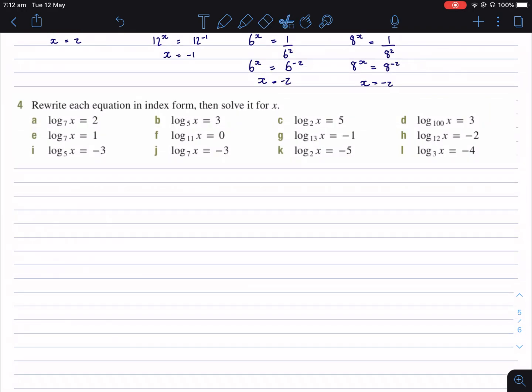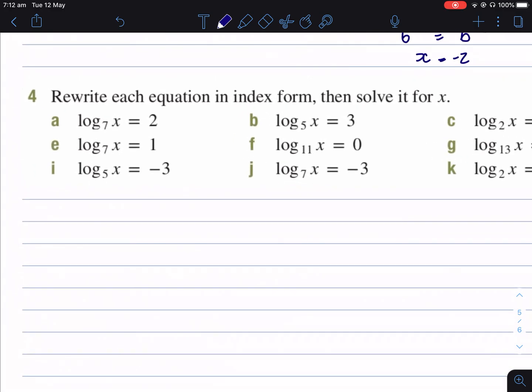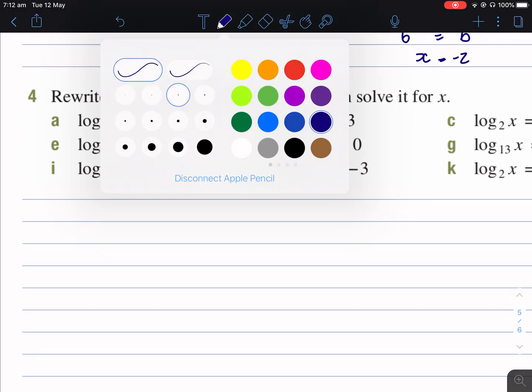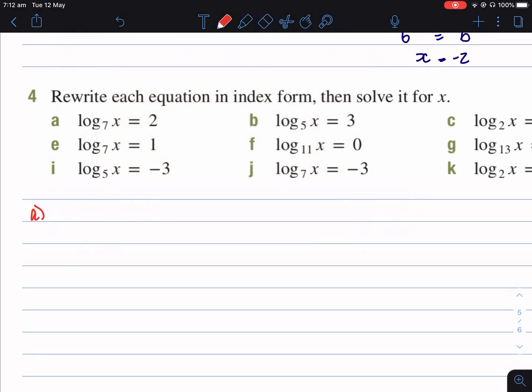Okay, these ones are slightly different. Now we don't know what it's been raised to, like we know it's been raised to the 2, but we don't know what it ended up equaling. So for question 4a, we've got log base 7 of x equals 2, which means 7 squared equals x, because it's the number that's here that goes there. So 7 squared is 49.